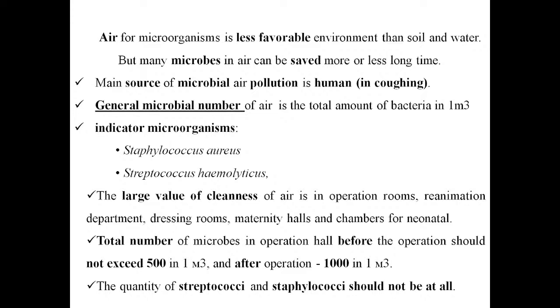Please don't be confused. A lot of students said that it is E. coli. E. coli is a member of intestine microflora. It can't be spread in air. Human is a main source for microbial contamination of air when we speak, when we cough. That's why indicator microorganisms are discharged from nose and from mouth. What are these? These are microorganisms that live in nose, in mucosal membrane of nose, and in nasopharynx. These are Staphylococcus aureus and Streptococcus hemolyticus. These microorganisms are detected in air.